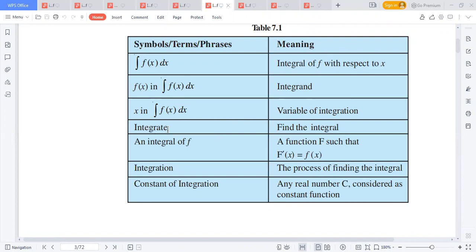Now integrate means what? Find the integral, same words. An integral of a function f of x will be what? A function capital F such that antiderivatives or integration of f of x will be denoted by this. Now integration means the process of finding the integral. And constant of integration means what? Any real number c considered as the constant function. Remember it, this will also be a function, but the function will be constant. So the integral constant is one type of function, which is called constant function.